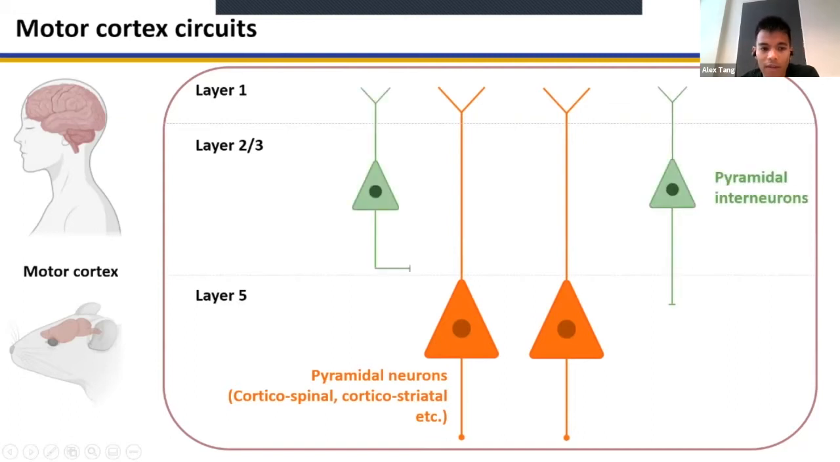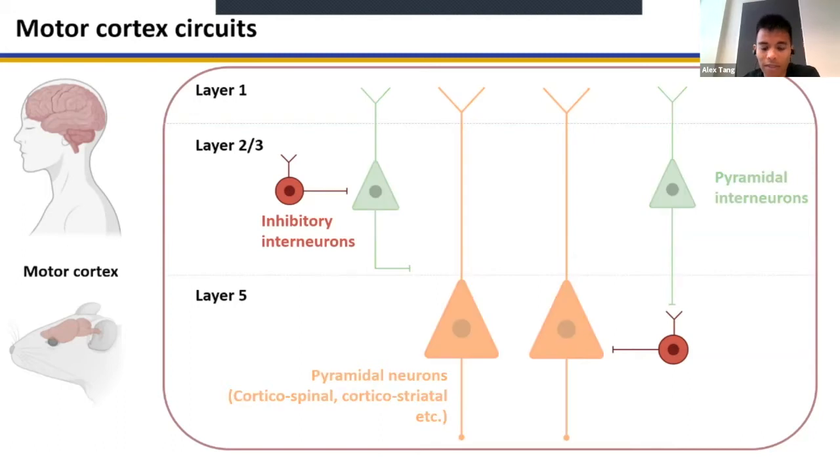We also have in layer 2-3 our pyramidal neurons, and these are the neurons which we believe are responsible for the I waves in the MEP. And we also have inhibitory interneurons, which sit in both layer 2-3 and layer 5, which provide inhibition onto our pyramidal neurons. And so that's where I want to start today's data, like what happens to intrinsic plasticity in this cell type.